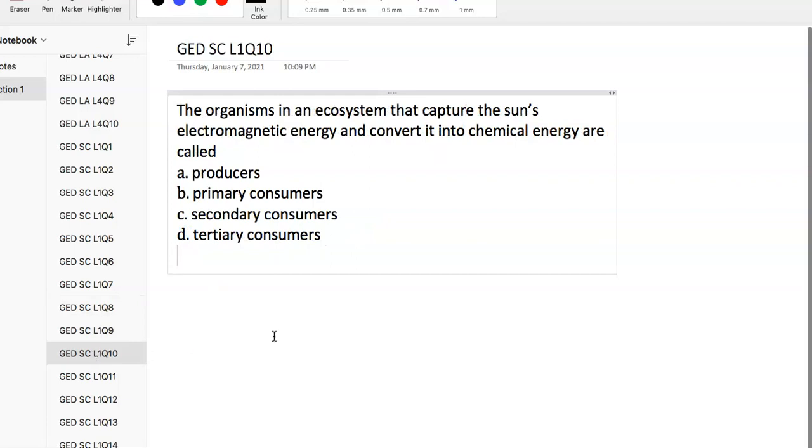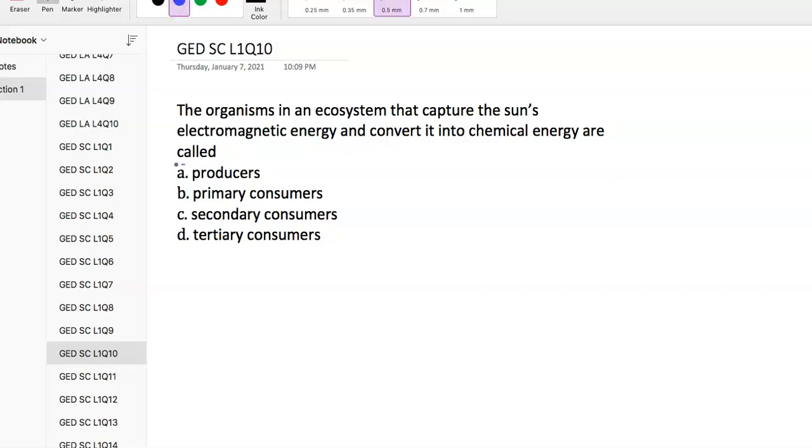All right, question 10. The organisms in an ecosystem that capture the sun's electromagnetic energy and convert it into chemical energy are called, right? So again, we have these producers, consumers type question. So our first one was natural selection, and that was a big one, and then it's been referenced in 2 or maybe even 3 questions in one way or another. And then again, we have these producers and consumers type questions.